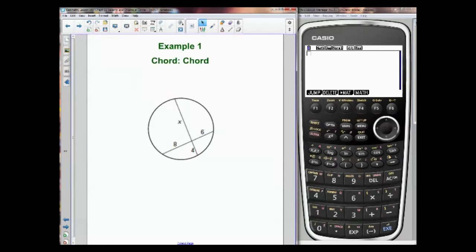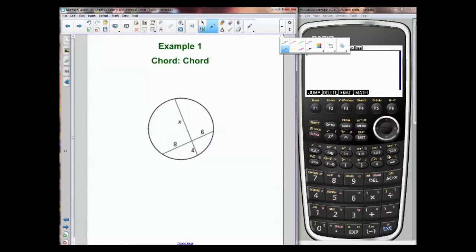First of all, when we're dealing with 2 chords, again, just as a refresher, chords are basically going from one side of the circle to the other. They're straight segments, and they're all inside the circle.